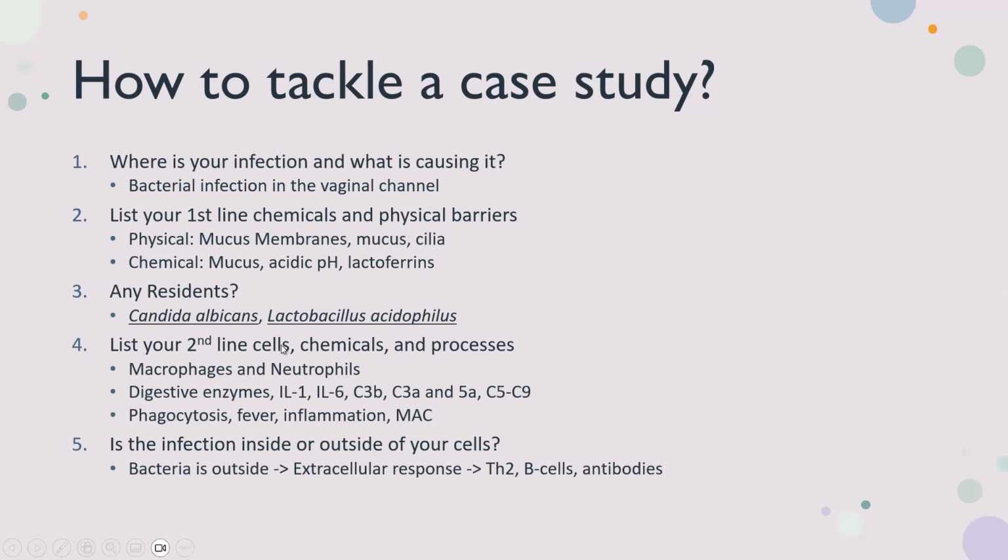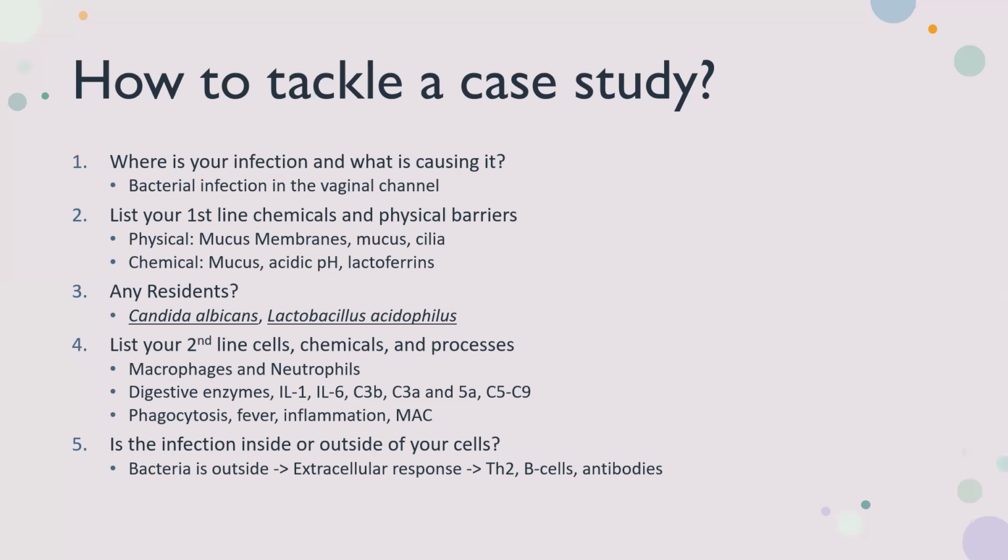Then my next question would be, give me two second line cells: macrophages, neutrophils. Okay, let's say those are worth 2 points. That's 14 points. Give us a chemical and then a process for each of the two second line cells you picked. It'll probably be set up somehow that way.